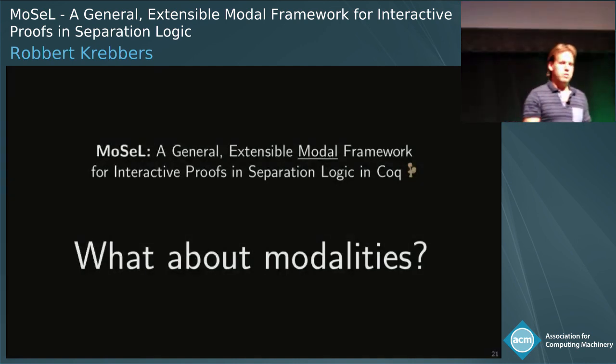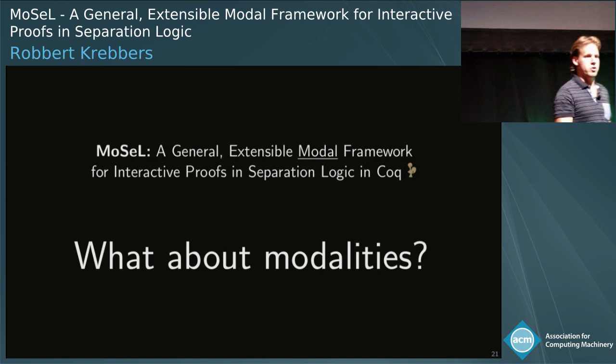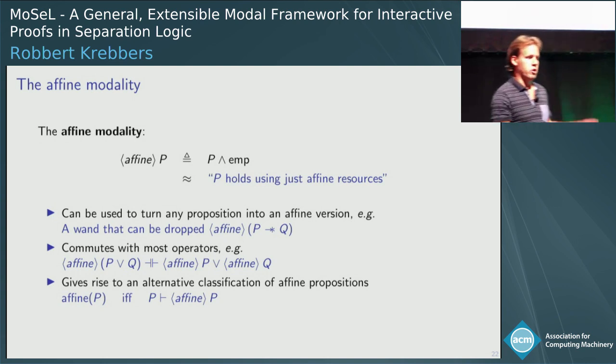So this way, we can nicely and in a generic way deal with propositions that are affine and those that are not. Now, you may wonder, if you look at the title of the paper, there is something called Modal in there. So what about modalities? What turns out is that corresponding to this class of affine propositions, there is this affine modality. And this is a unary connective. It's defined as being P conjunction AMP. And intuitively, it's expressing that the proposition holds using just affine resources.